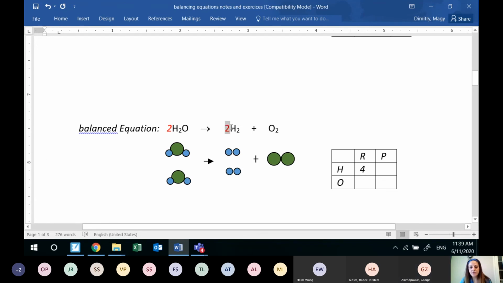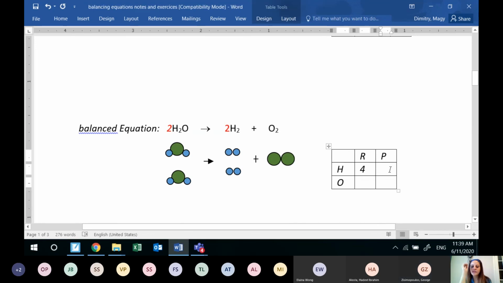I had to put a 2 here because now that I have 4 hydrogens, and before I only had 2, I have to multiply that by 2 as well. So now, how many hydrogens do I have on the right side, George? 8. On the right side.